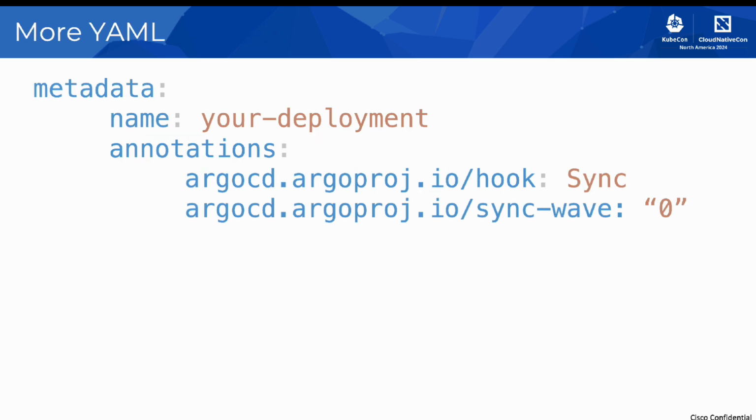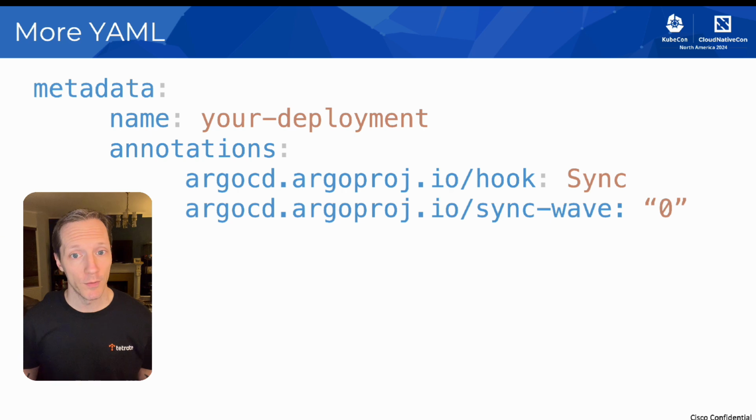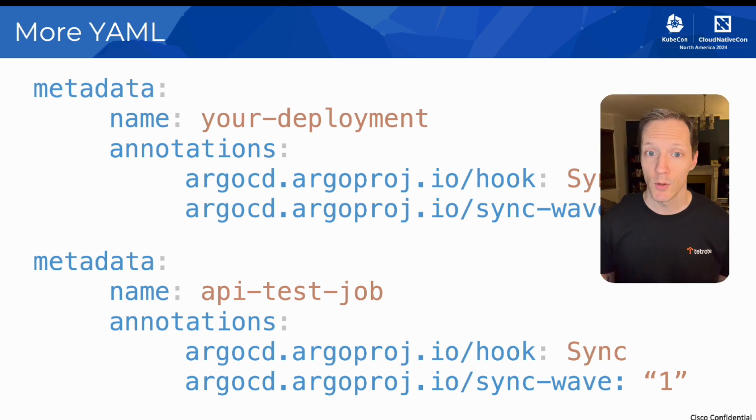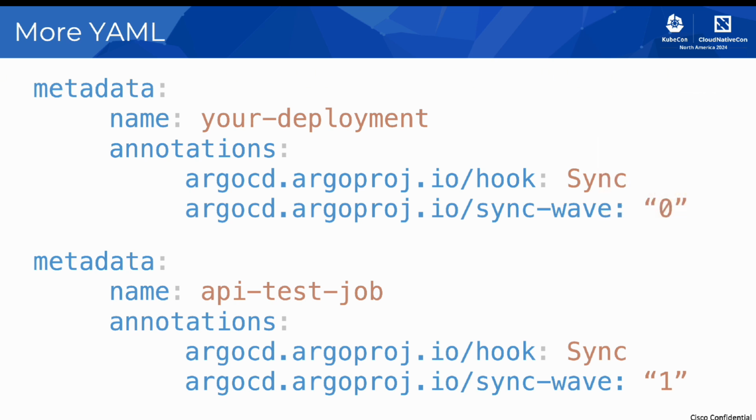So what does the YAML look like for adding a wave? Well, it looks like this. You have your hook that we already went over, but now you can add another annotation, the sync wave. And again, it's a string value of an integer. I added 0 here just for illustration. If you don't add anything, it's 0 by default. Let's say we're deploying an API test job along with our deployment. Well, we would want that to come afterwards. So we would add a 1 as a sync wave, right? And that would make sure it comes after the 0 value, or the default value.